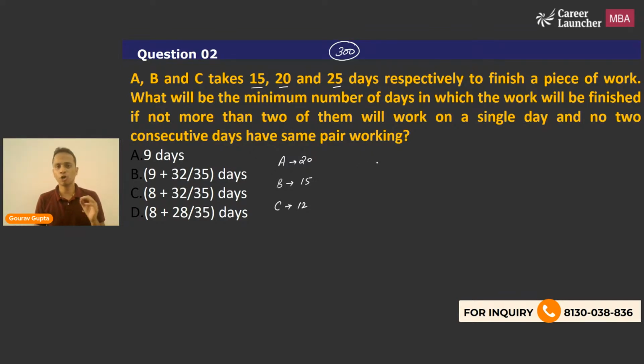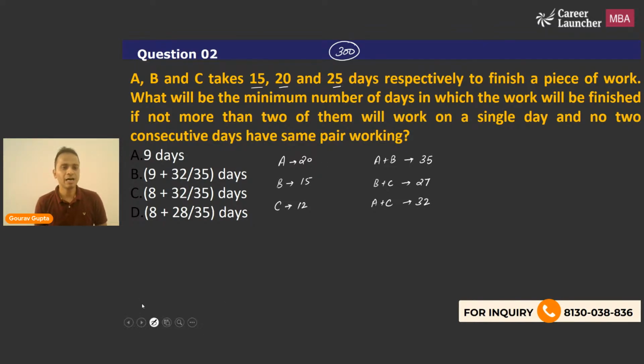Okay. Now they are saying not more than two of them can work. So I'll make two of them work. And if I make two of them work, I can make three different pairs in which they can work. Now, if A and B work on a single day, 20 plus 15, they can finish 35 units of work. Similarly, if B and C work on a single day, they will do 15 plus 12, that is 27 units of work. And the third pair, if A and C work on a single day, they can finish 20 plus 12, that is 32 units of work.